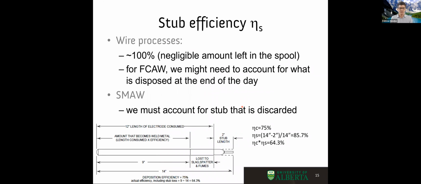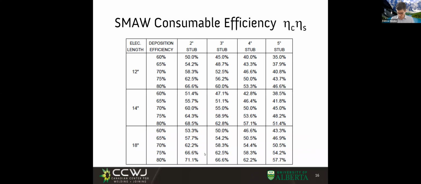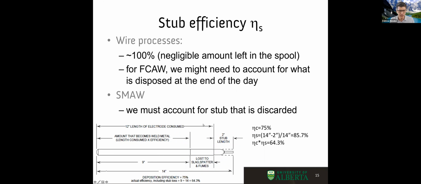Stub efficiency. Stub efficiency is relatively easy. It is how much of the electrode you're going to use divided by the whole, so how much of the electrode you're going to burn divided by the total length of the electrode. That's it, it is that simple. Although you have a flux coating on all this part of the electrode and on the stub you don't have a flux coating, we're not going to worry about that. We're just going to say length that is burned divided by total length.